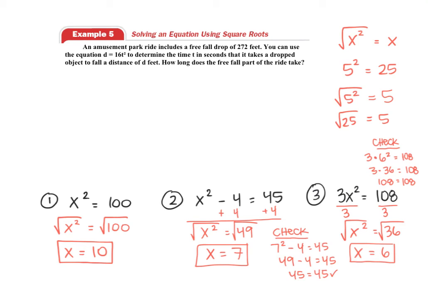All right, let's do the last word problem. An amusement park ride includes a free fall drop of 272 feet. You can use the equation d equals 16t squared to determine the time t in seconds that it takes a dropped object to fall a distance of d feet. So how long does the free fall part of the ride take?